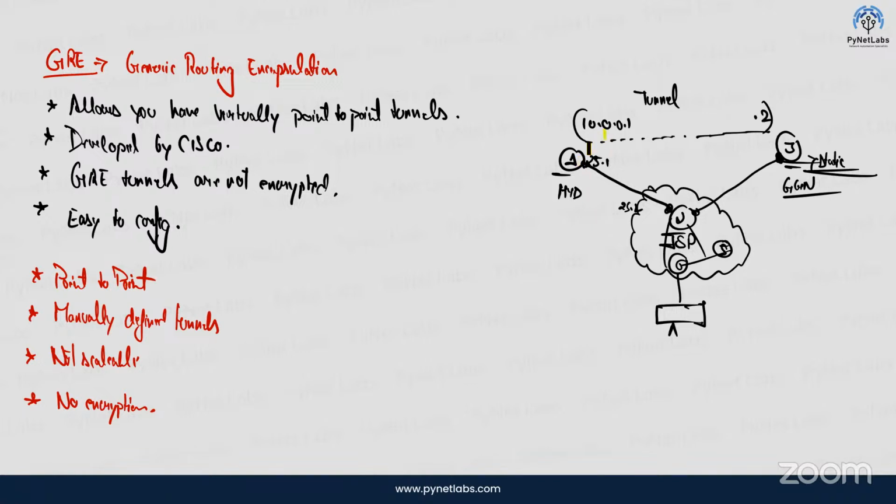So a tunnel was created like this. It was a point-to-point tunnel, which we used in the previous lab, the GRE tunnel. And the next one is point to multi-point, or we can say the remote access VPN.